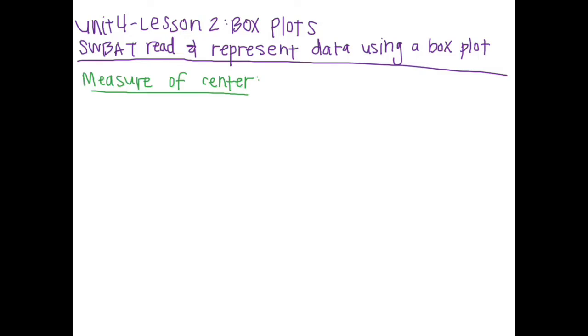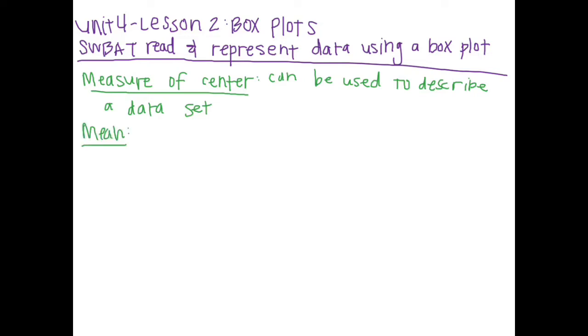The measure of center can be used to describe a data set. Our next term is mean, and you should have heard of mean before. Mean is the average value of data. So it's the number that you get when you add all of the data values together, and then you divide them by the amount of data values you had.